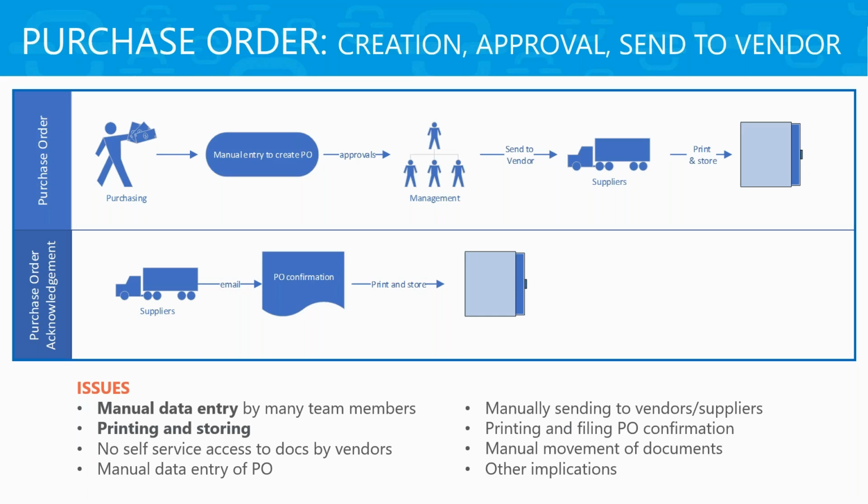So wouldn't it be just super amazing if DocLink was able to, and it can, automatically capture the purchase order? It could also put it through that workflow approval process. It can also automatically send it out to the vendor. So you're collapsing that process of the manual send.